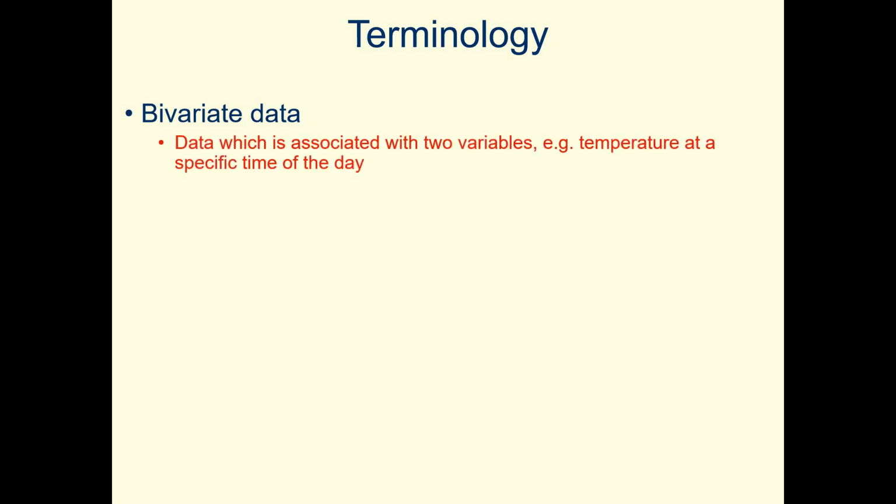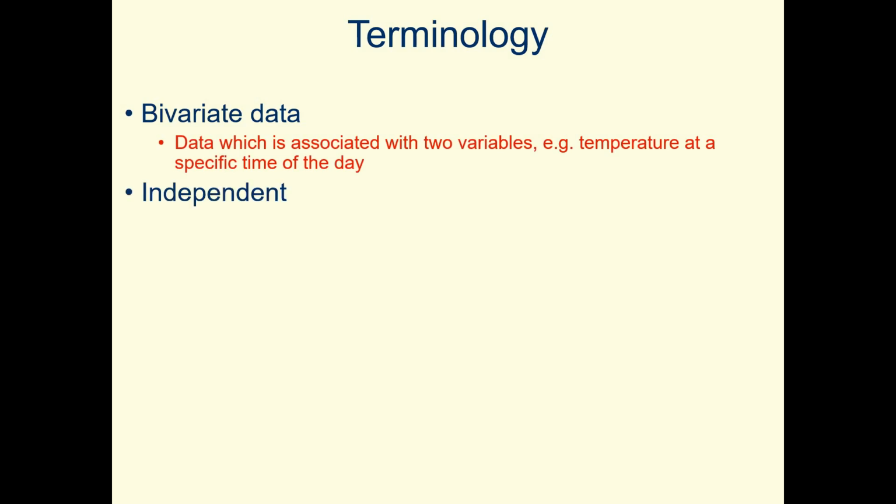When you have two variables, it's tempting to use the term bivariate data, but if you're going to use this, you need to be very clear on exactly what this means, because this does not suggest that we have two columns of data. It tells us that the data we have is associated with two variables. An example is collecting temperature at a very specific time of the day. And if we have two factors associated with our data, then we need to be clear on what they are.